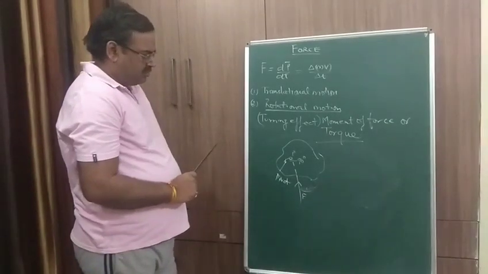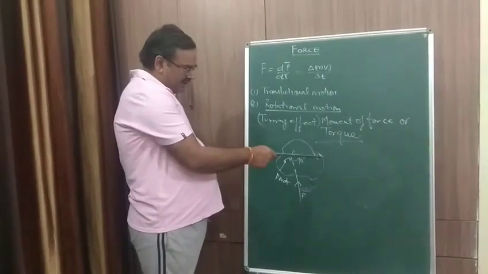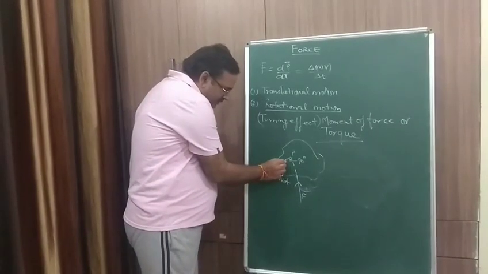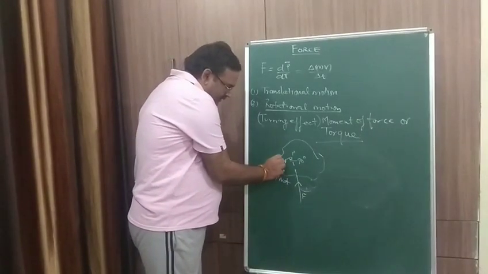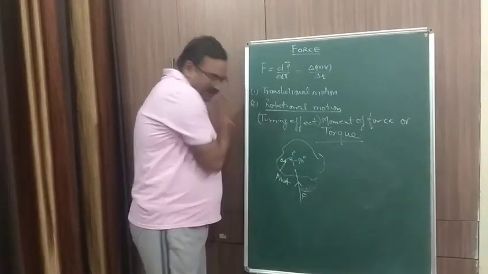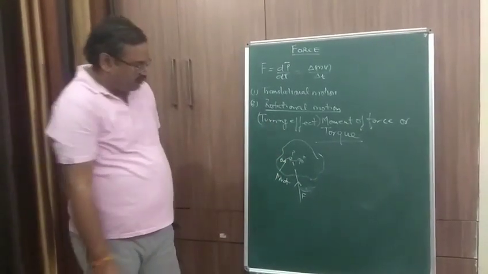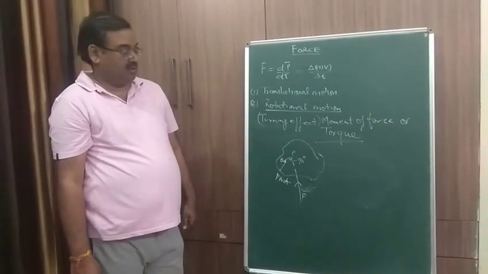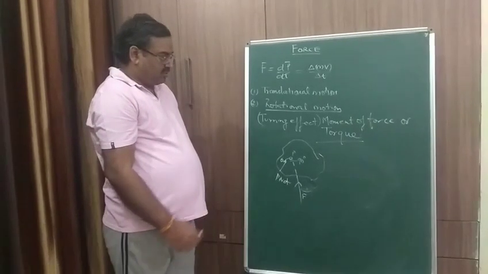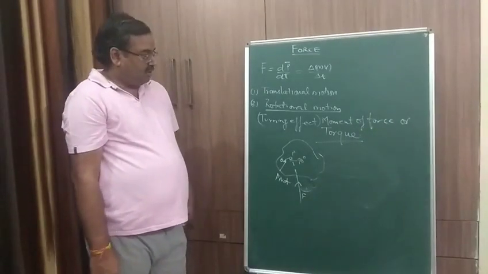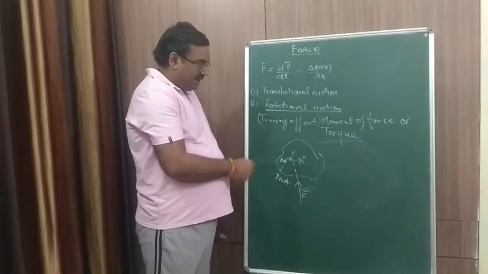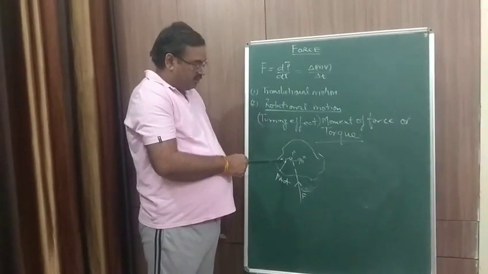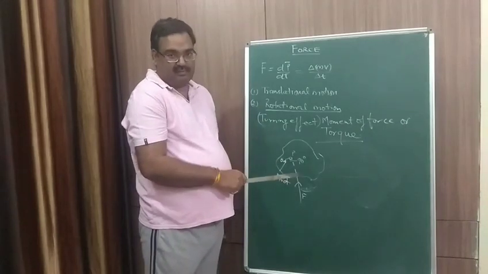Now, moment of force. When we are calculating the moment of force, I have drawn an irregular lamina here, and you just pivot it at the point O. This is the point O where it is being pivoted and the force is being applied. How do we calculate the torque or moment of force? It is the product of the force acting and the perpendicular distance of the line of action of force from the axis of rotation.